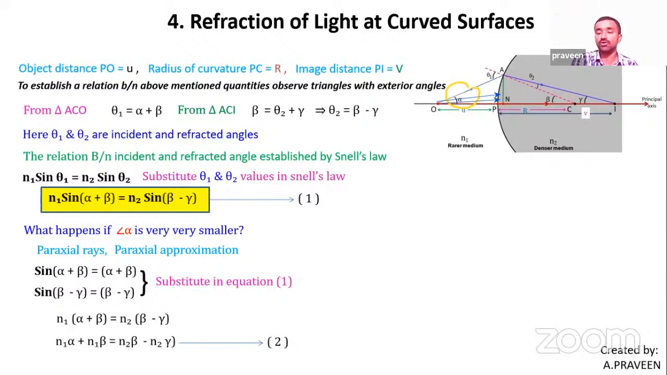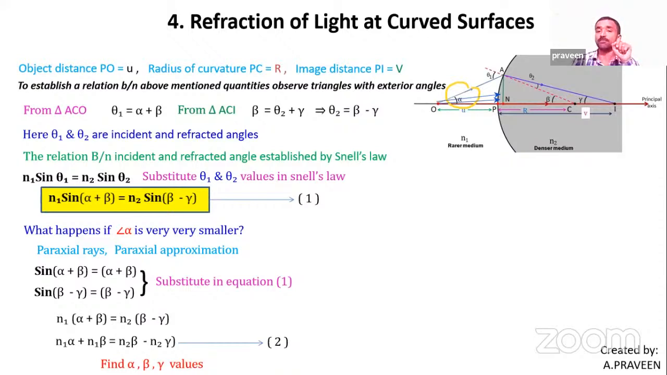Now we'll go for another step. Here, what are alpha, beta and gamma? I know n1 and n2, the refractive indices of the respective media, the rarer medium and the denser medium. Then what about alpha, beta and gamma? They are very small angles, right? So we can find out the values of alpha, beta and gamma.